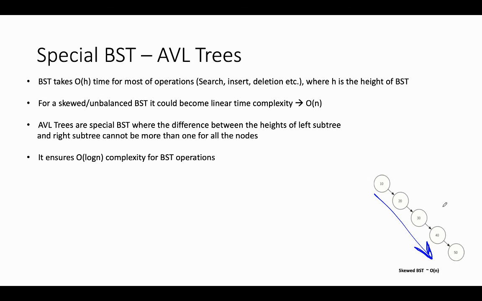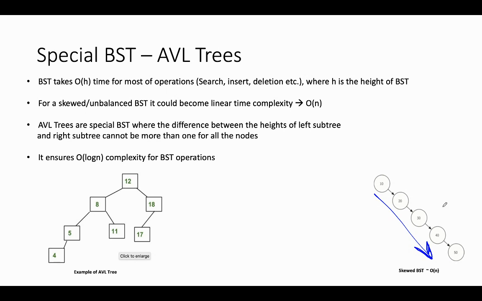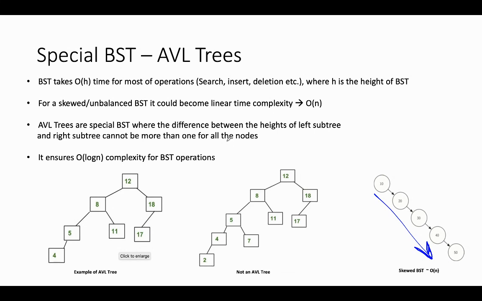AVL trees are special binary search trees where the difference between the heights of the left subtree and right subtree cannot be more than 1 for all the nodes. So it maintains the balance between the left subtree and right subtree, which results in a height of approximately order log n, and which consequently helps us achieve order log n complexity for all the binary search tree operations like insertion, deletion, or search, all of them.